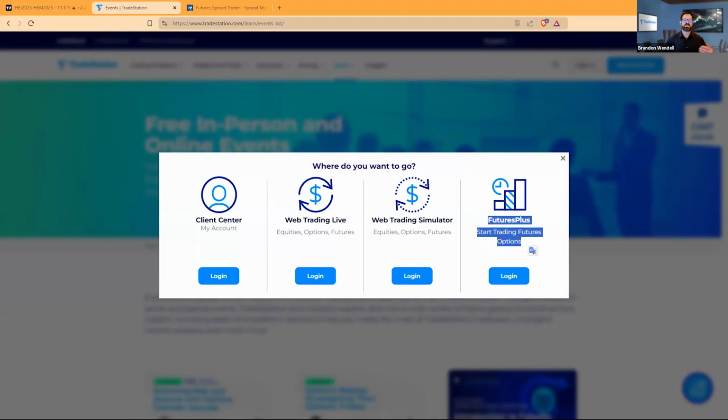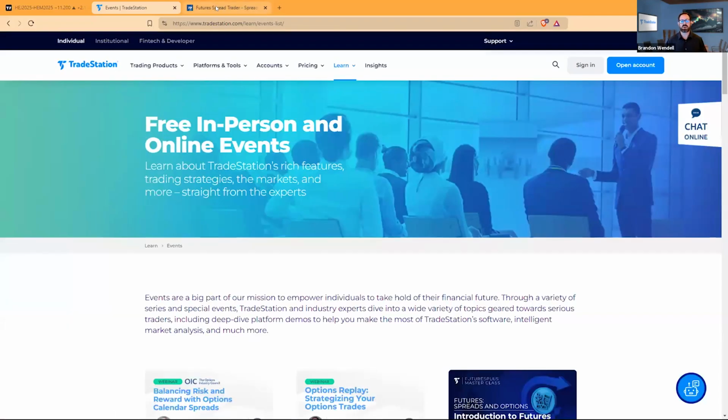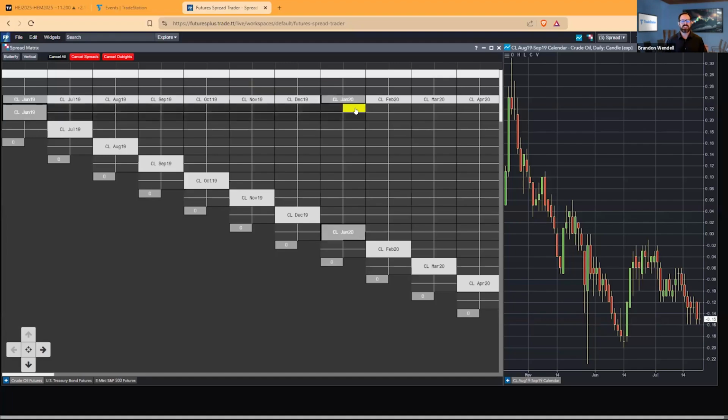Well, it's not just futures options, but it's also what we call spreads on futures. So that's what we're going to be talking about today. And I want to make sure that you understand that when we deal with the futures spreads, we are not dealing with options whatsoever. Okay, it's not going to be options at all. It is simply futures, trading futures, period.